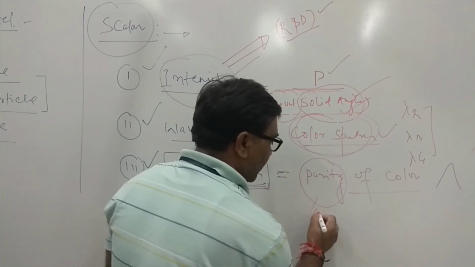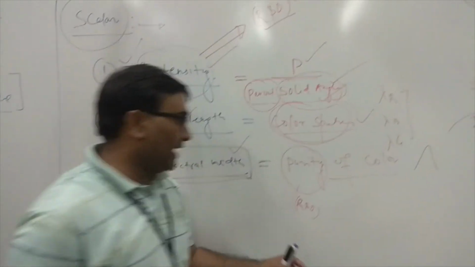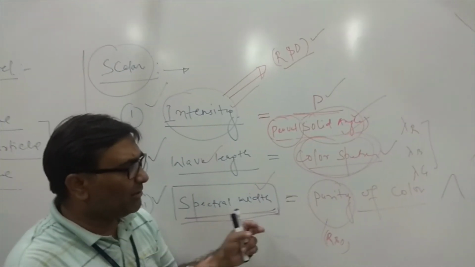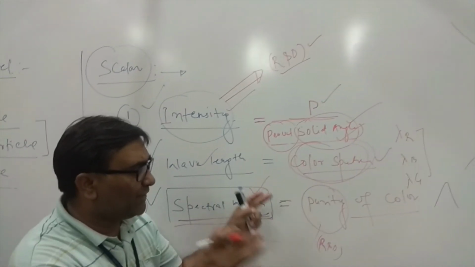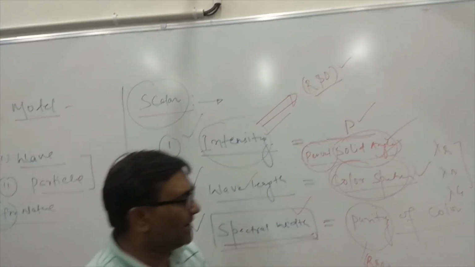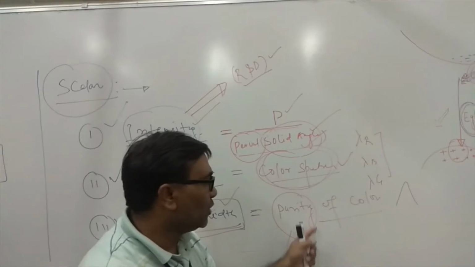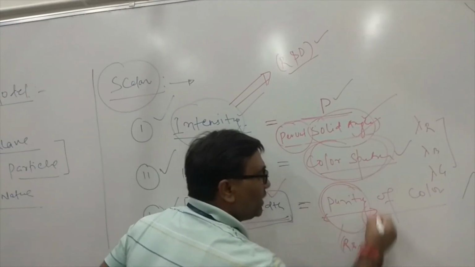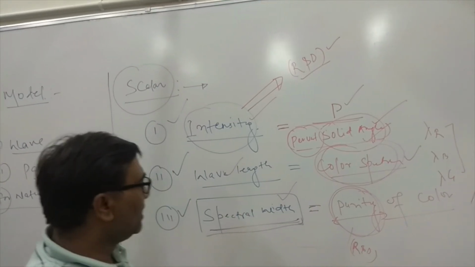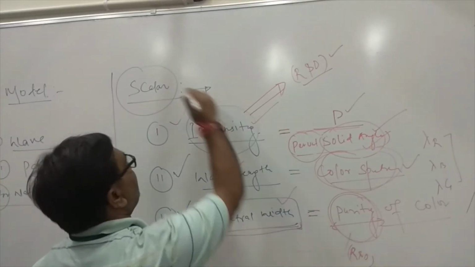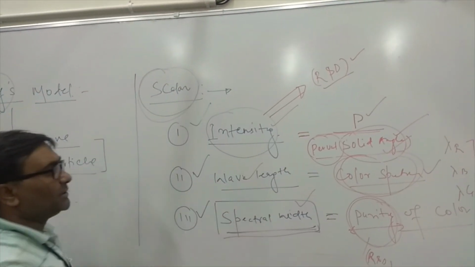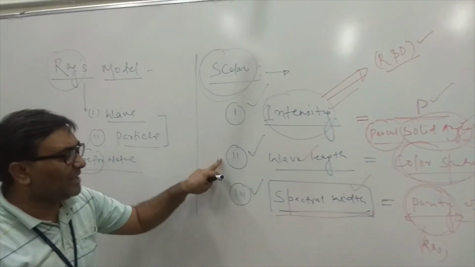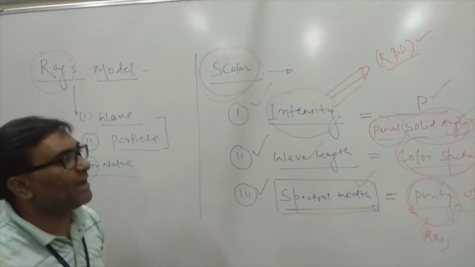Because I already gave one example: if you want to purchase the same-looking t-shirt from two different sections, one branded and one normal, you are able to differentiate the purity of color. Purity of color is really pleasant, so these scalar properties can be defined. The first property is scalar, and the scalar properties are defined by intensity, wavelength, and spectral width. The second property is the vector quantity.